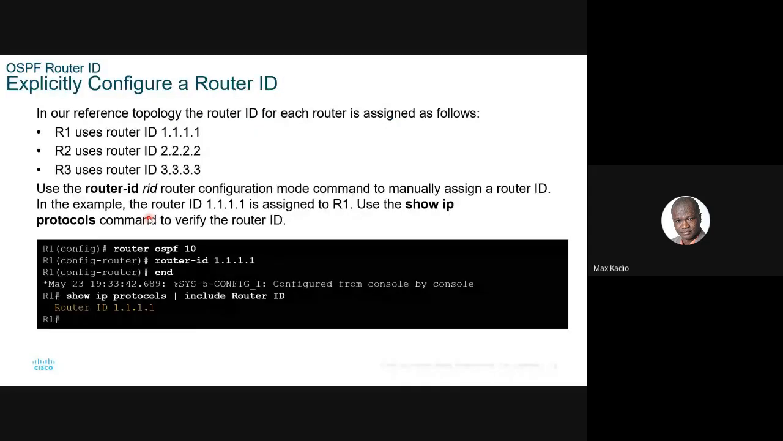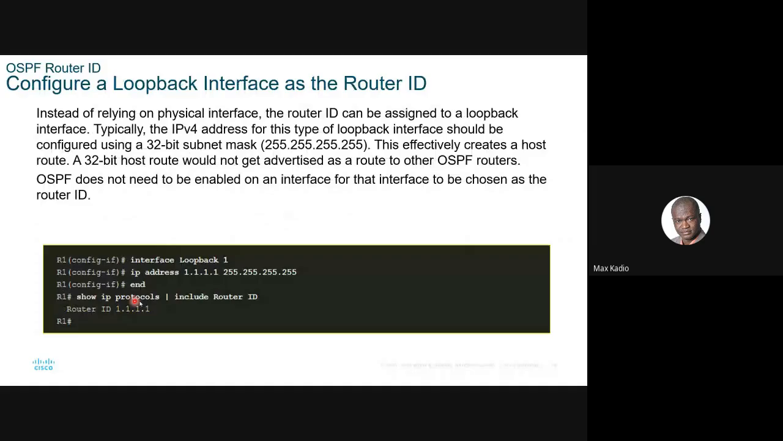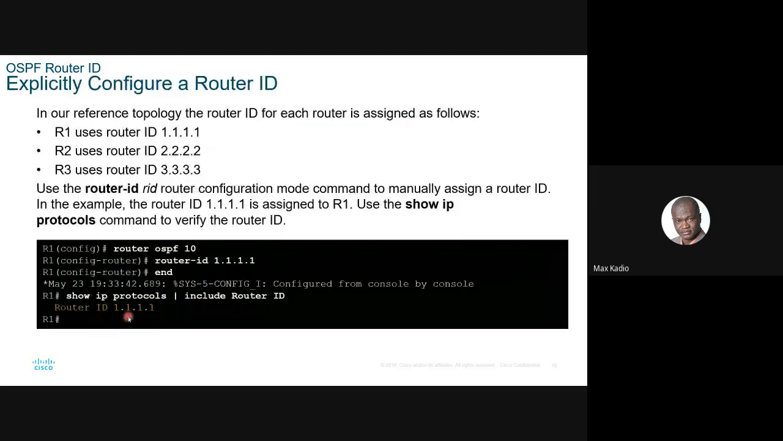These commands are new ones that we'll use to verify our configurations. Show IP protocols. We'll get a lot of info, but we say pipe include router ID. It means in that result, filter only router ID. I want to see only router ID. To configure the router ID manually, it's simple. Router OSPF 10, and you configure router ID. That is here.